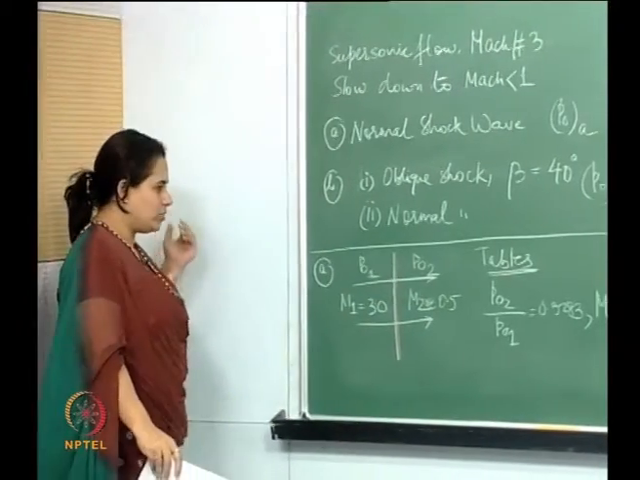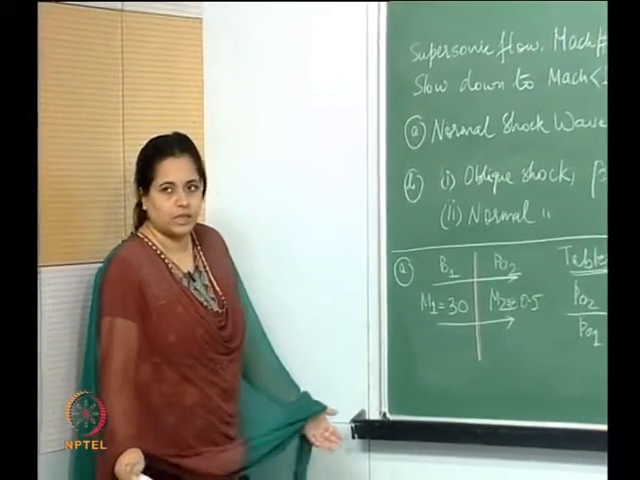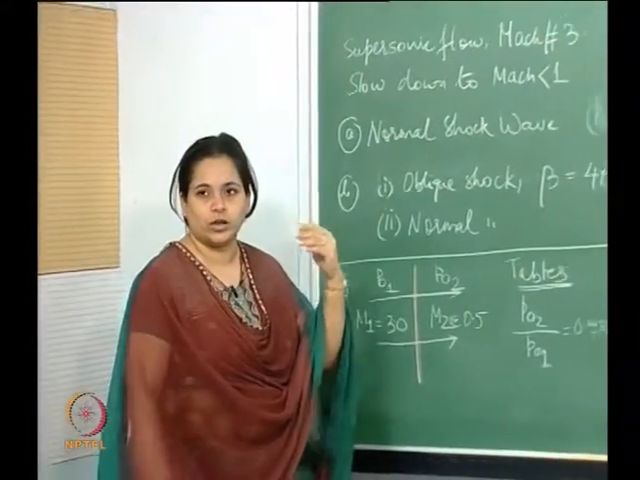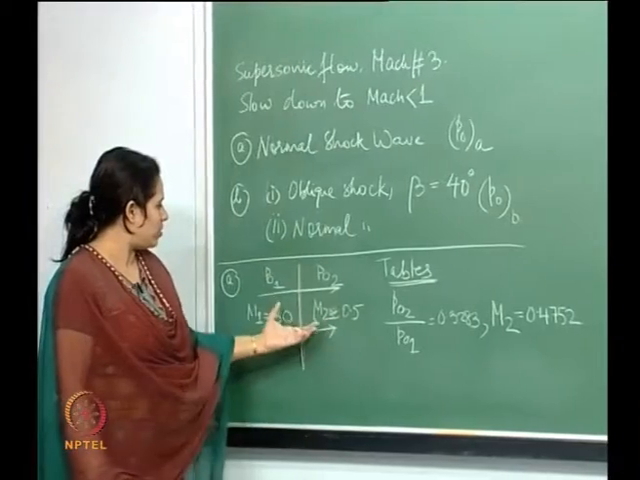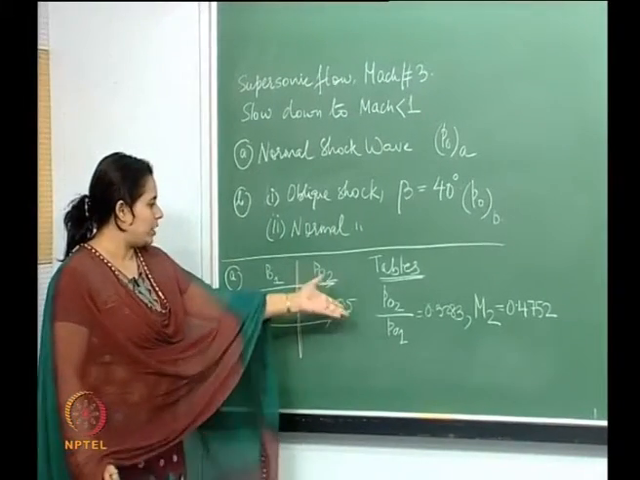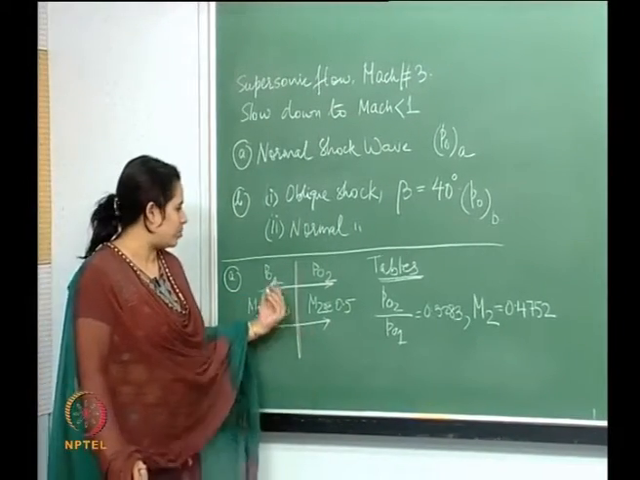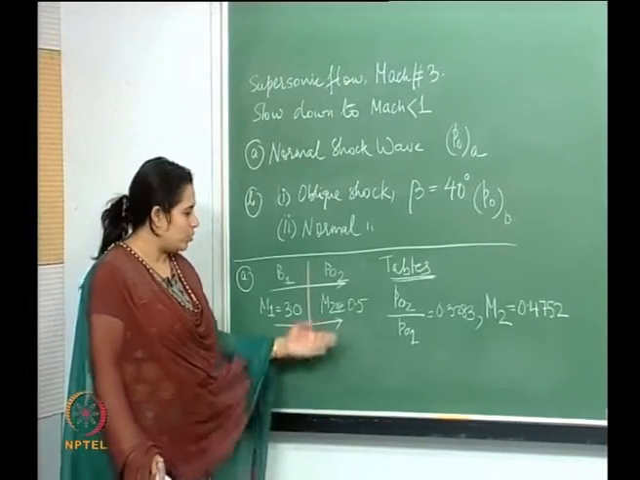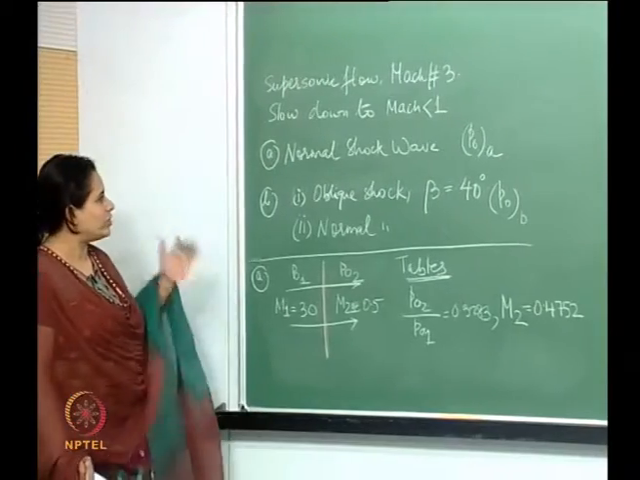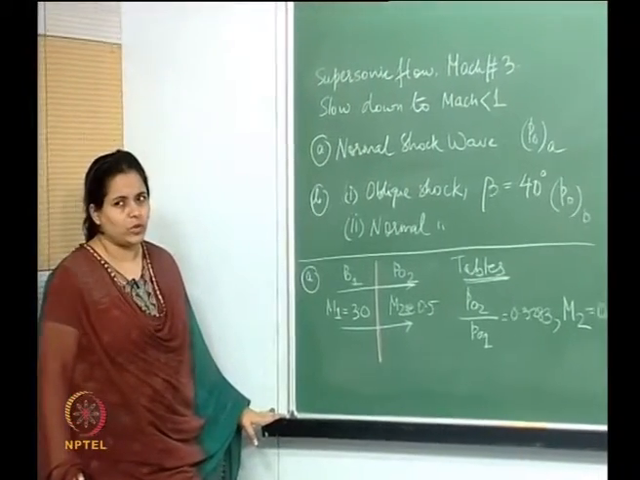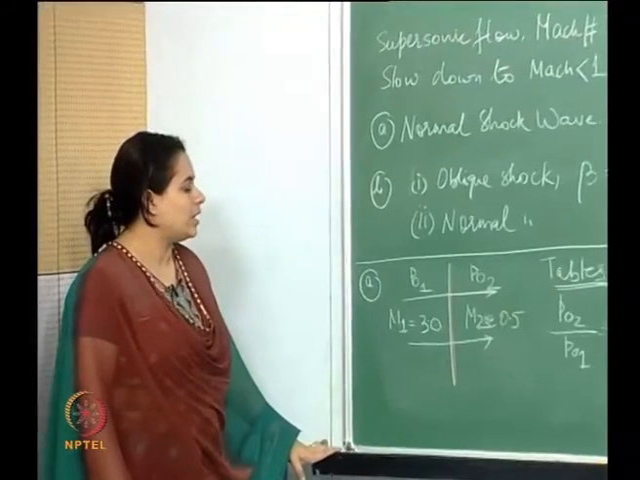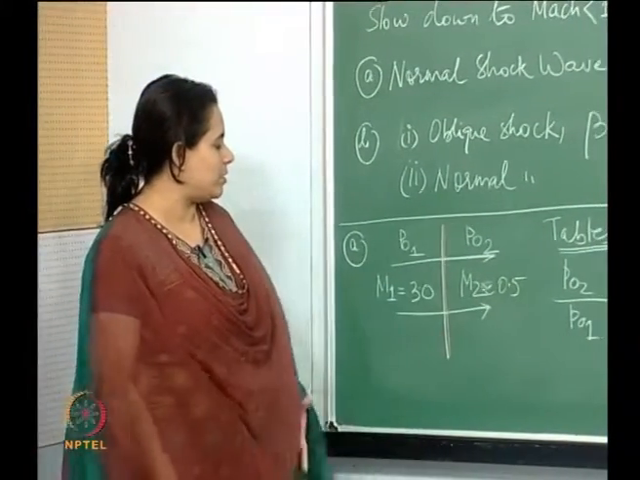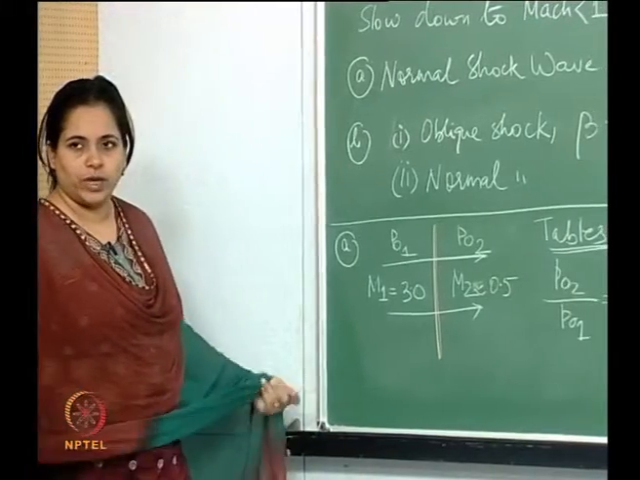So all I do is, what is the big deal, just slow it down to Mach 1. We'll just pass it through a normal shock wave, go to the tables and look at it. Corresponding to this, we get a ratio of the total pressures in front and behind the normal shock wave and the Mach number behind it, which is subsonic. Why are we going through this process? Is there more to it? We'll see. So that's all there is to it. So we have subsonic speed of the flow behind the shock.